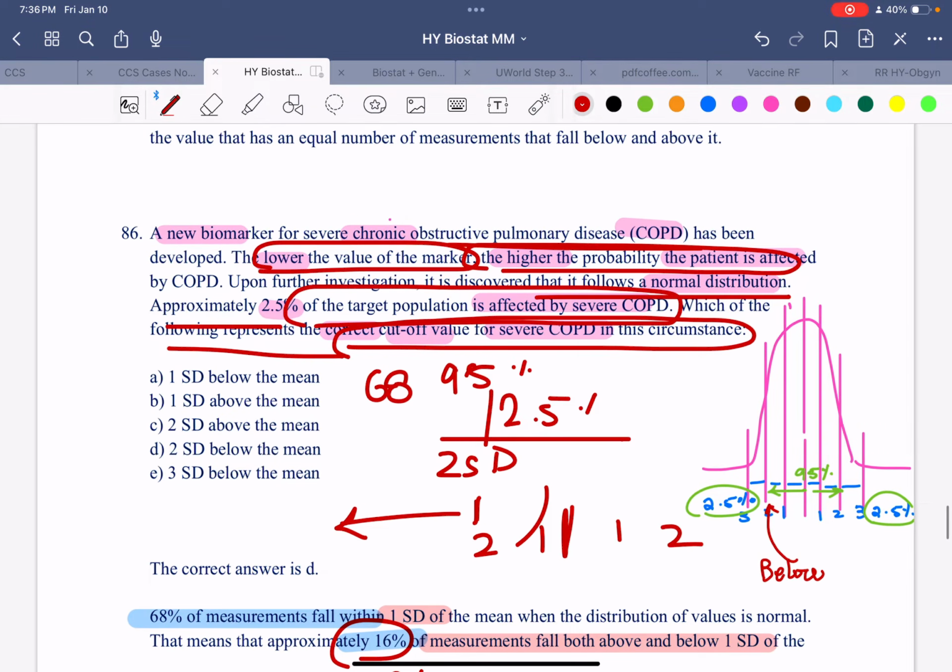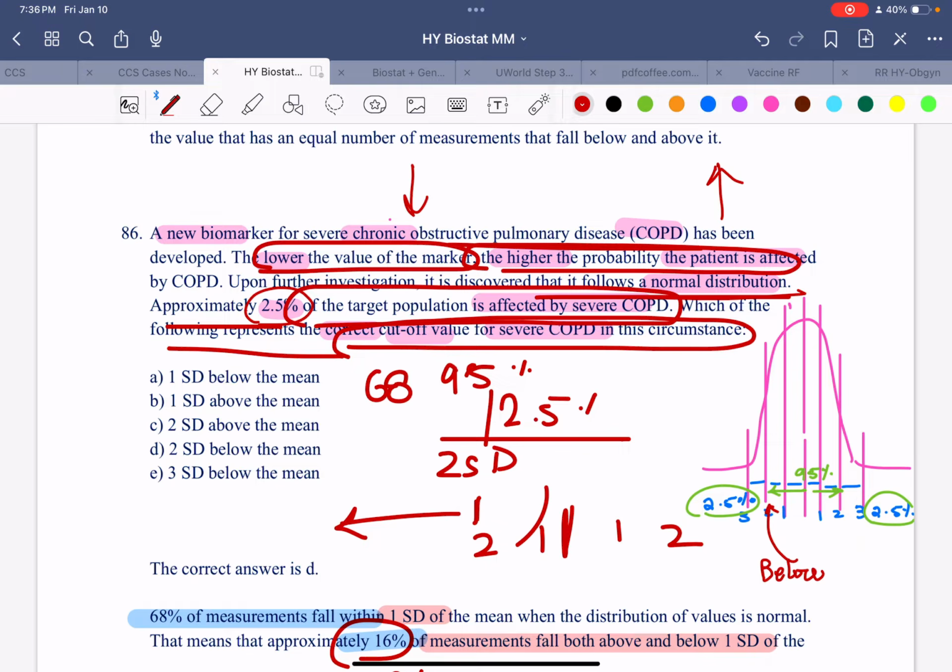Question 86. A new biomarker for severe COPD has been developed. The lower the value of the marker, the higher the probability that the patient is affected by COPD. So towards the lower side, we have the disease patients. Upon further investigation, it is discovered that it follows a normal distribution. Approximately 2.5% of the target population is affected by COPD. Which of the following represents the correct cutoff value for severe COPD in this circumstance?